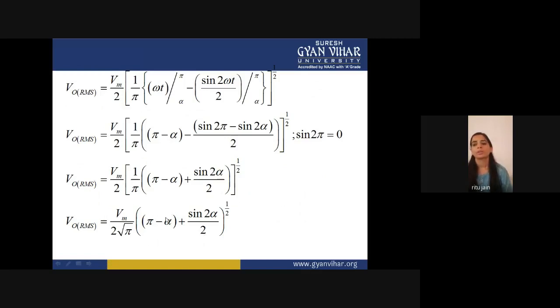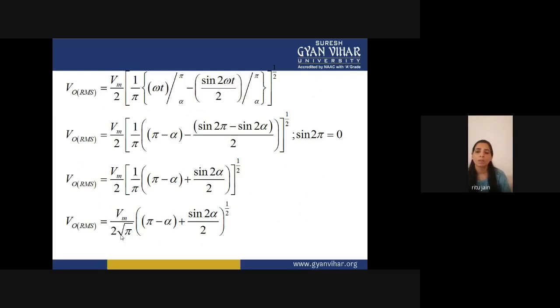If you put the value alpha is equal to 0, you can see that this term will be 0, and the output voltage will be Vm upon 2 root pi upon root pi, the root pi will cancel, and you will get only Vm upon 2. So the output RMS voltage in the case of single phase half wave control converter will be Vm upon 2 when we put alpha is equal to 0.